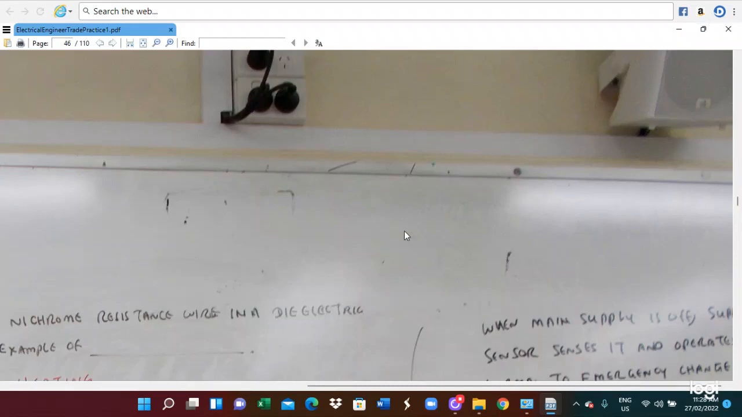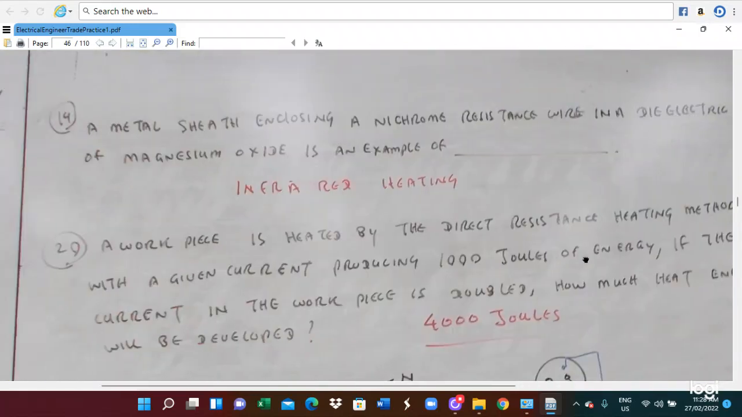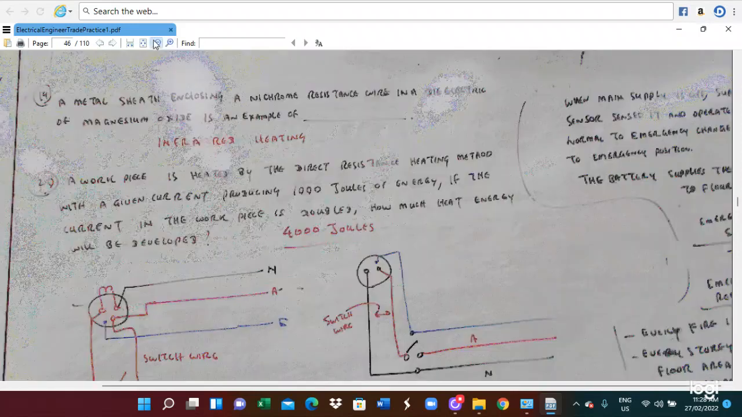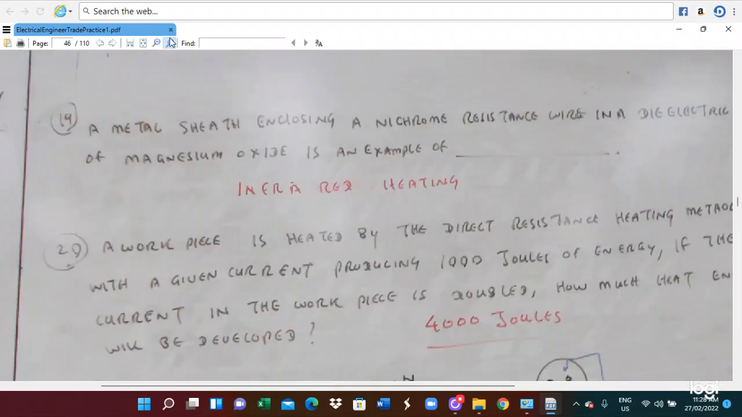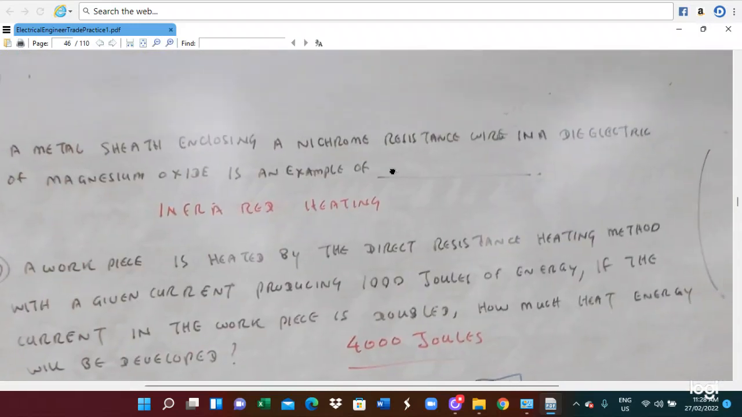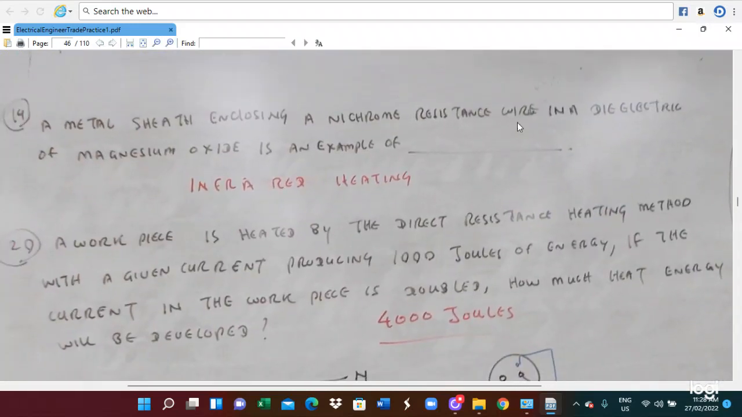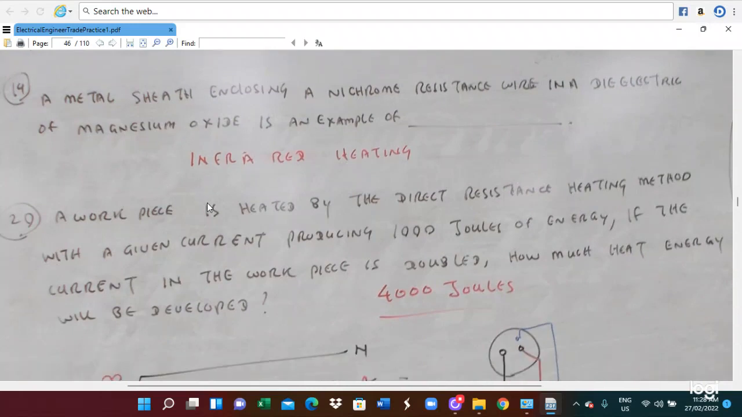This is the question answer for the electric gas. A metal sheet enclosing the nickel resistant wire in a dielectric of magnesium oxide is an example of infrared heating.